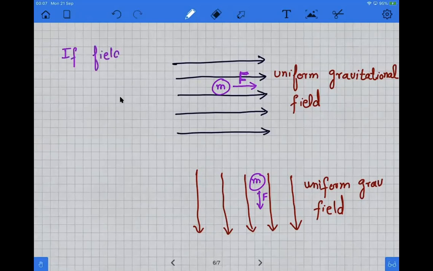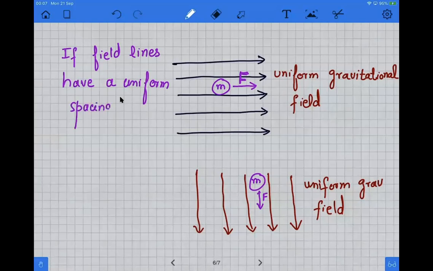So one understanding is, if field lines have a uniform spacing, then the gravitational field is uniform. This is the first thing.